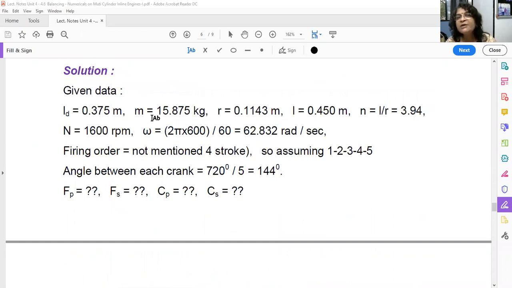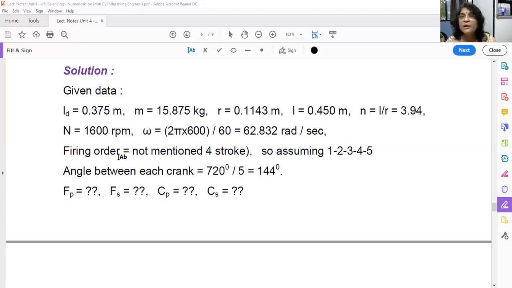Then mass is given, R is given, L is given. So you can find out n, that is obliquity ratio L upon R, that is 3.94. Then N is given, that is RPM. You can find out omega, that is 2 pi N upon 60. Okay, so omega is 62.832 radian per second.